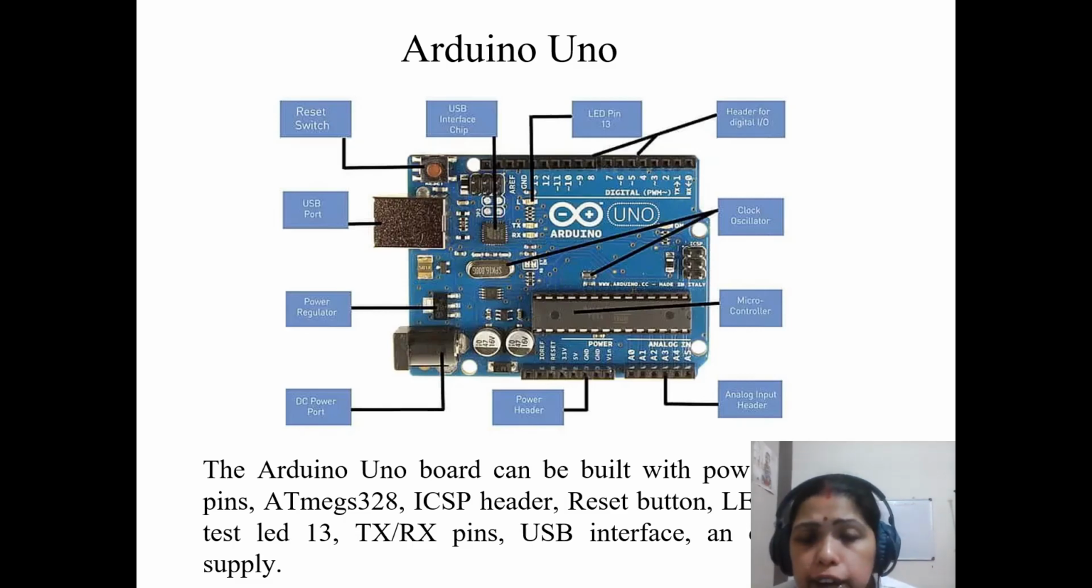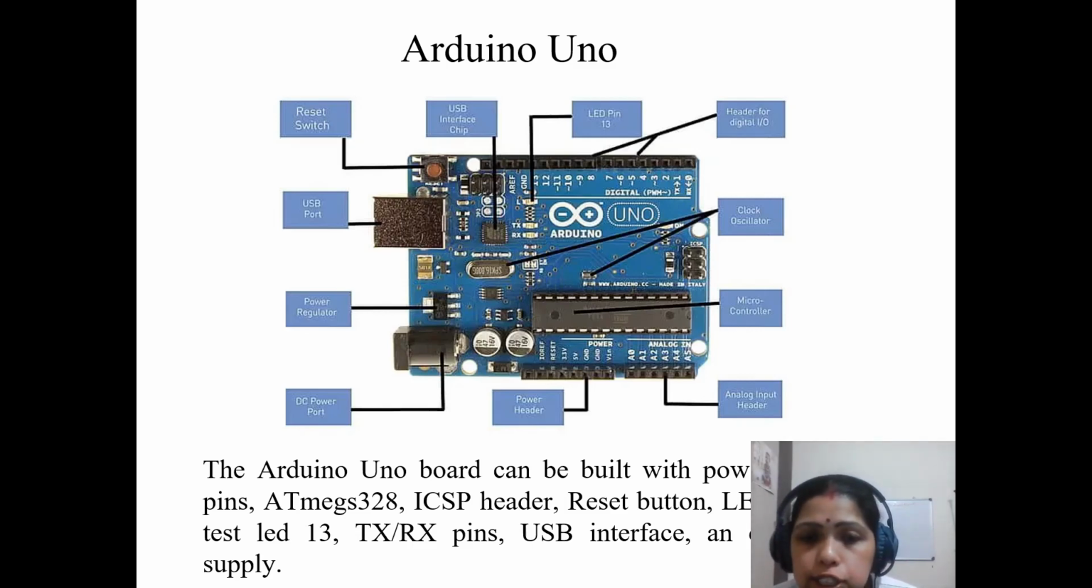So if you want to build a circuit where you need to give a different kind of power supply or ground connection, suppose you need a breadboard where you can connect the circuit components. From this 5 volt and ground, from this power supply, you can give power to the breadboard, right?